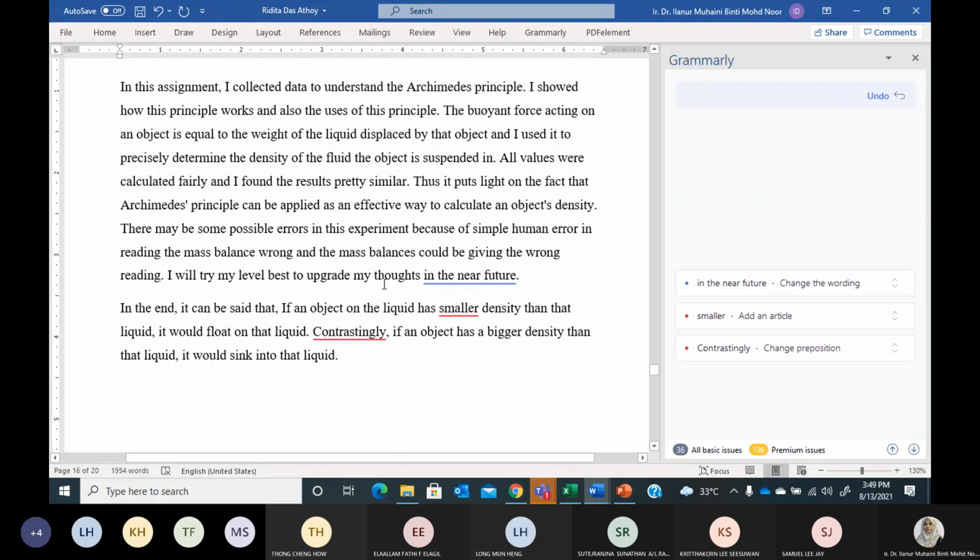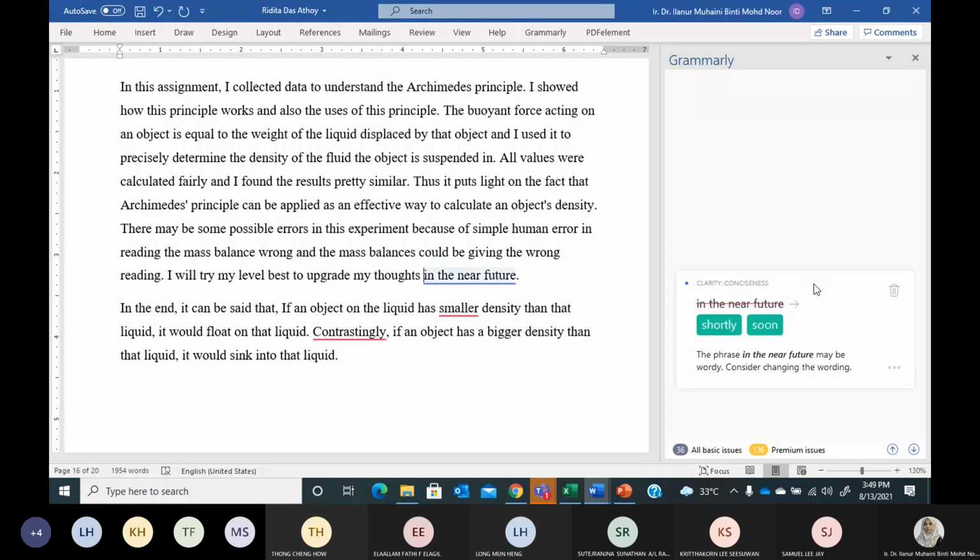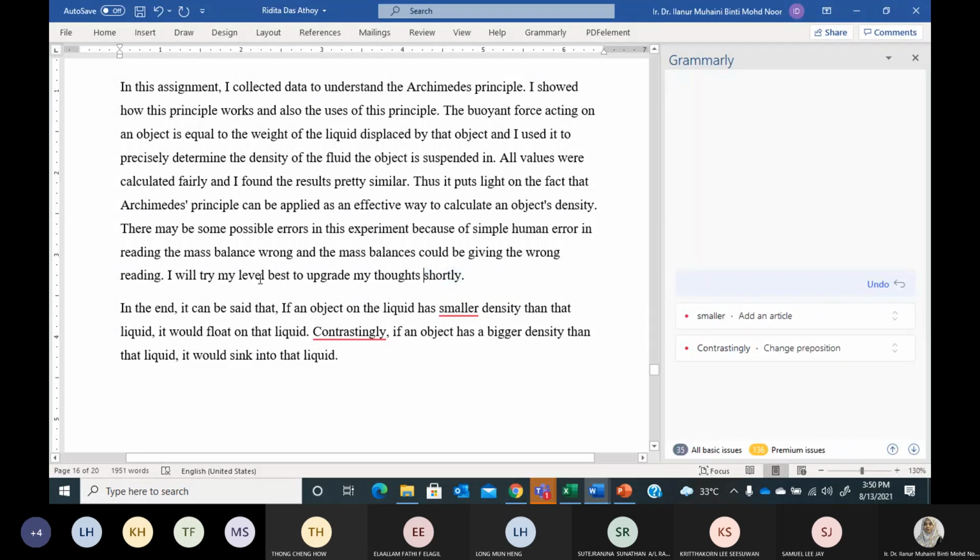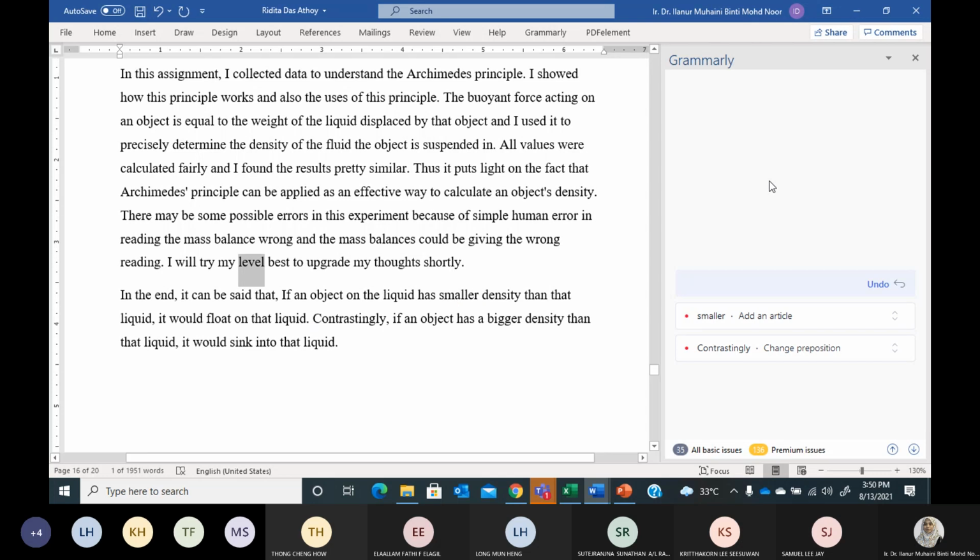Change the wording. "I will try my level best to upgrade my thoughts in the near future." Change the wording. "My thoughts shortly" or "soon." I think "level best" also, the sound is not so nice, right? "My very best" is still okay.